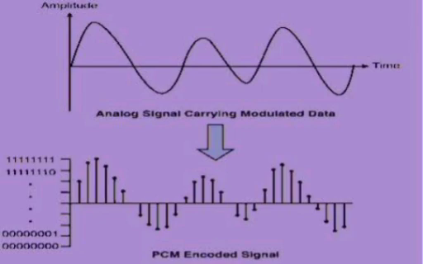The autocorrelation function of the random process x of t, denoted by Rxx of t1, t2, is defined as Rxx of t1, t2 equal to expectation of x of t1 into x of t2. Stationary process: a process whose statistical properties are independent of the choice of time origin is called a stationary process.